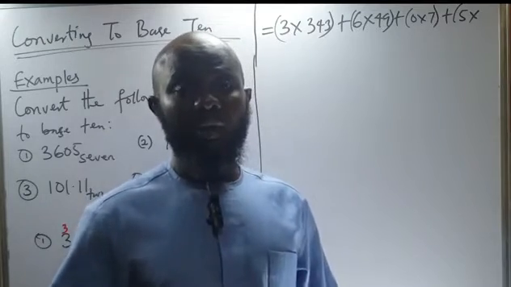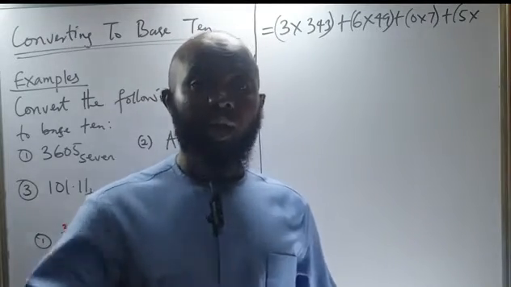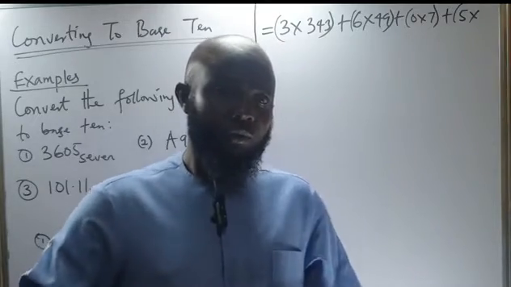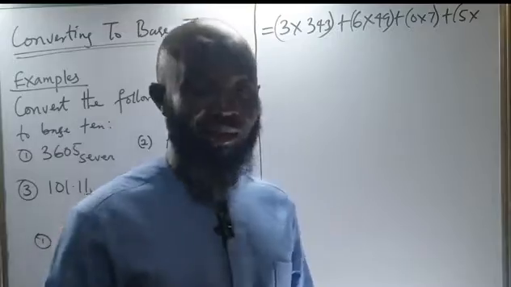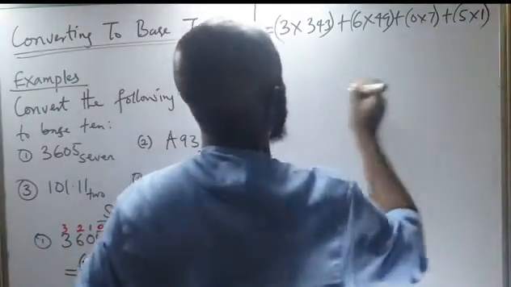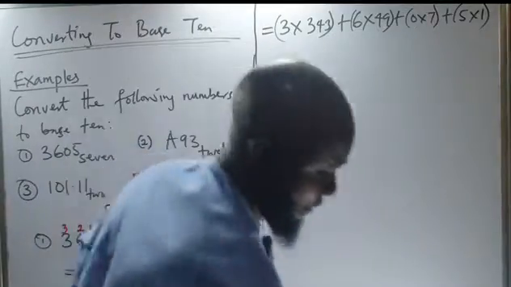If your name is Abdurrahman, raised to power 0 is what? 1. Raise anything to power of 0, the answer will be what? 1. So in that case, this will be multiplied by 1. So we then multiply it out.